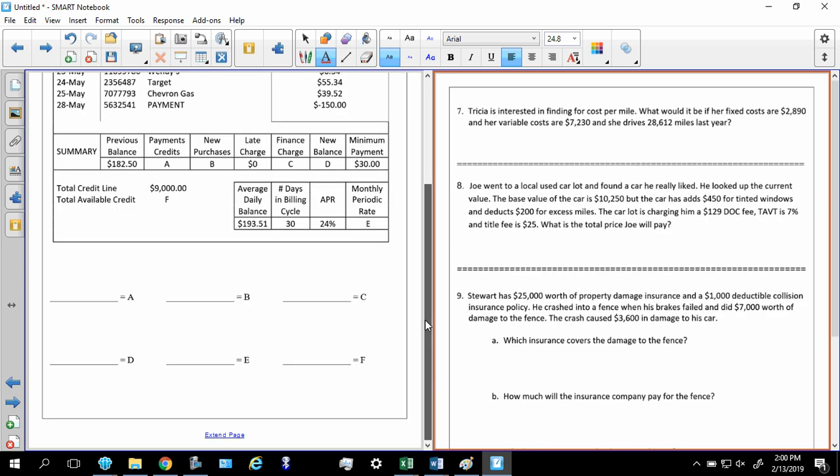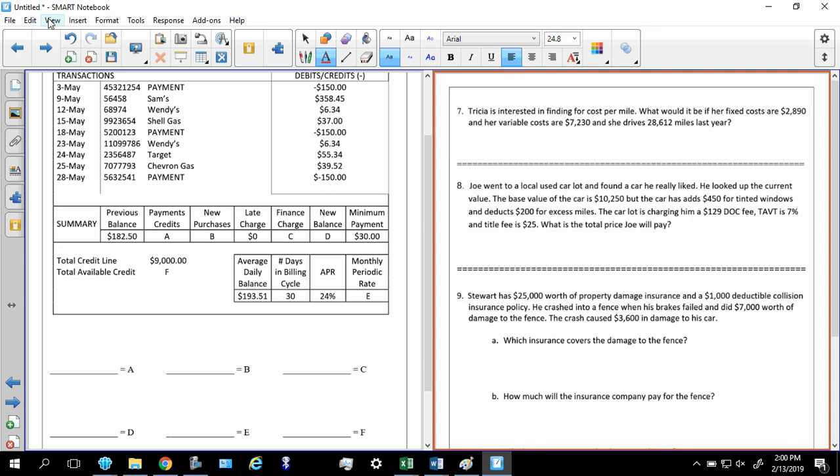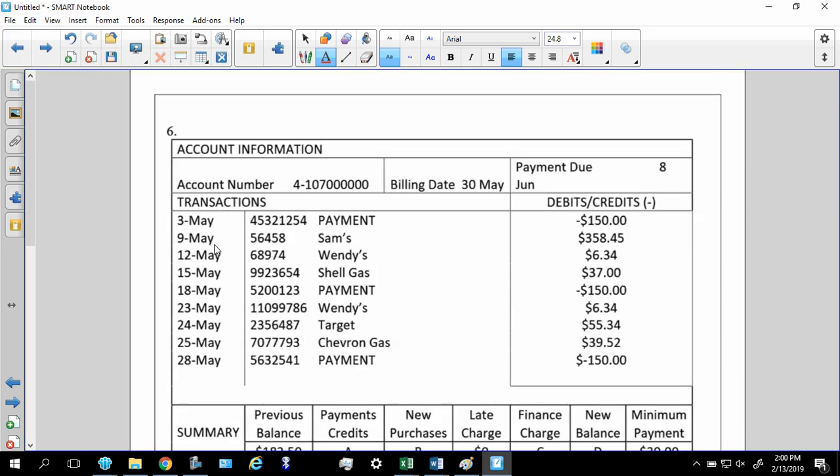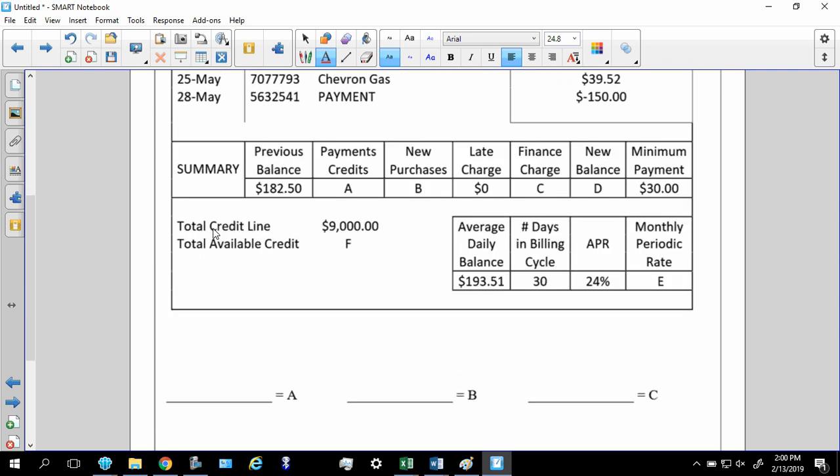Actually, it's not a dual screen, is it? Oh, there it is. It's all right there. All right, so let me get this off. So there's our account information, our account statement, and that's everything we've got to solve for.